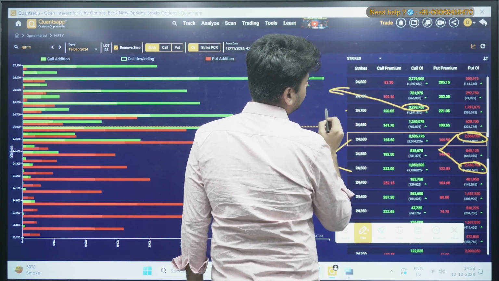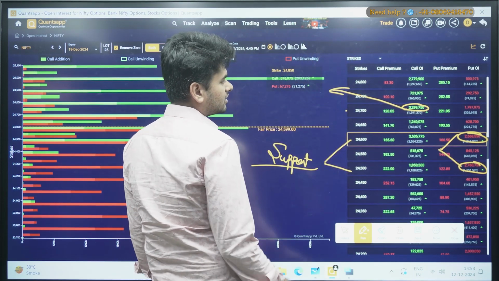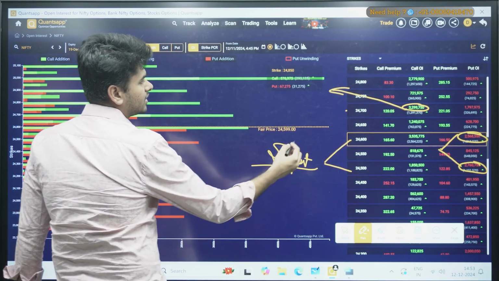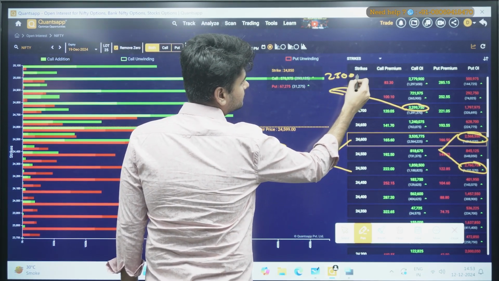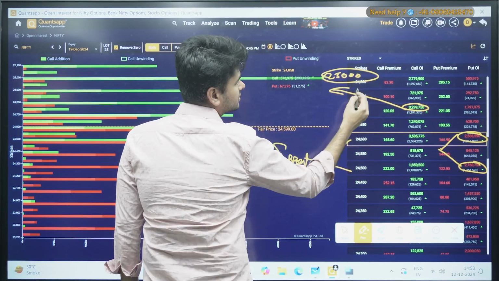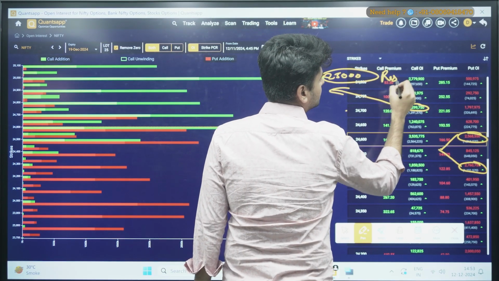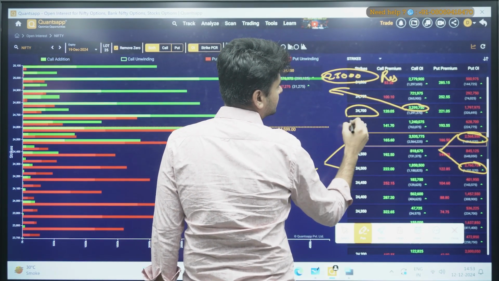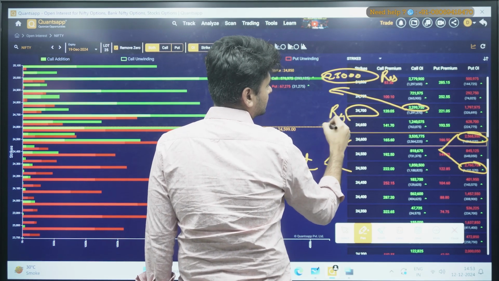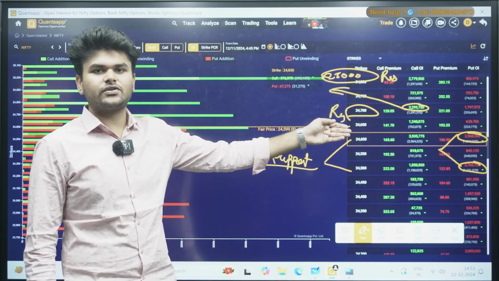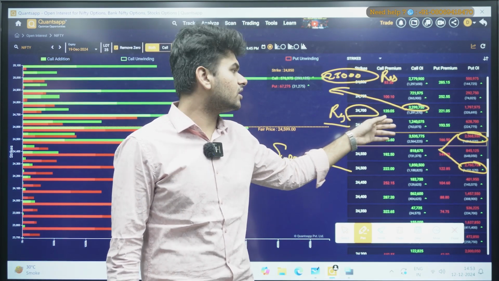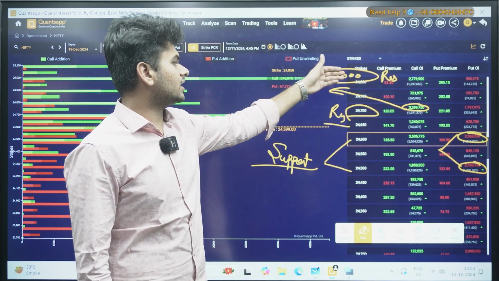Other than that, the next level after 24,700 will be the 25,000 level. So 25,000 is the far resistance, and this is the near resistance. The closest resistance is this level. So these are the key important resistance levels. If the Nifty breaks the 24,700 level, we can see momentum till 25,000.